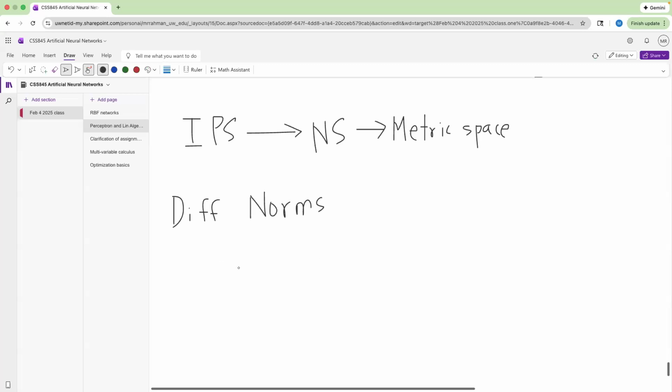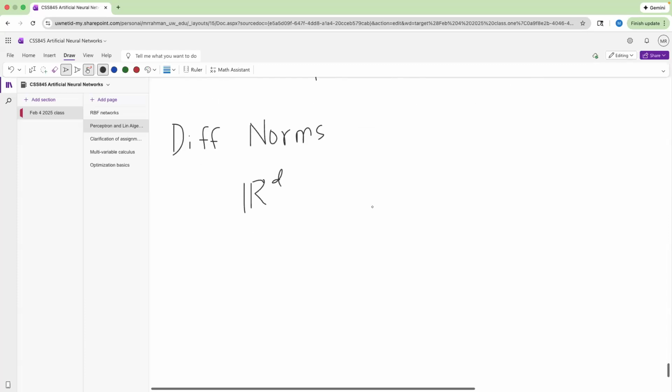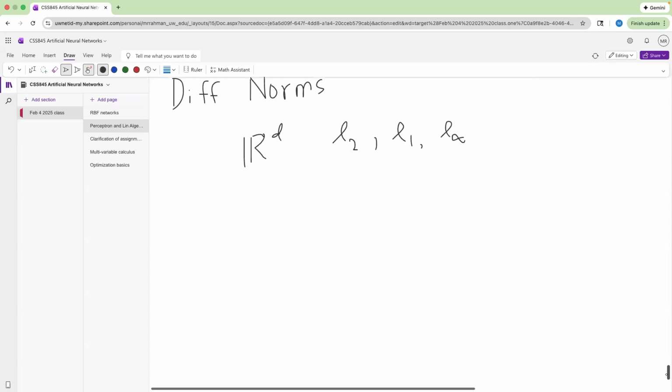Right. So right now, let's assume that we are in a Euclidean space. Okay. So we know that Euclidean space is a norm space, but we can define different types of norms. We can define the L2 norm, L1 norm, and L infinity norm. These are three important norms. In general, on R^D, we can define something called the LP norm, which is a general type of norm.